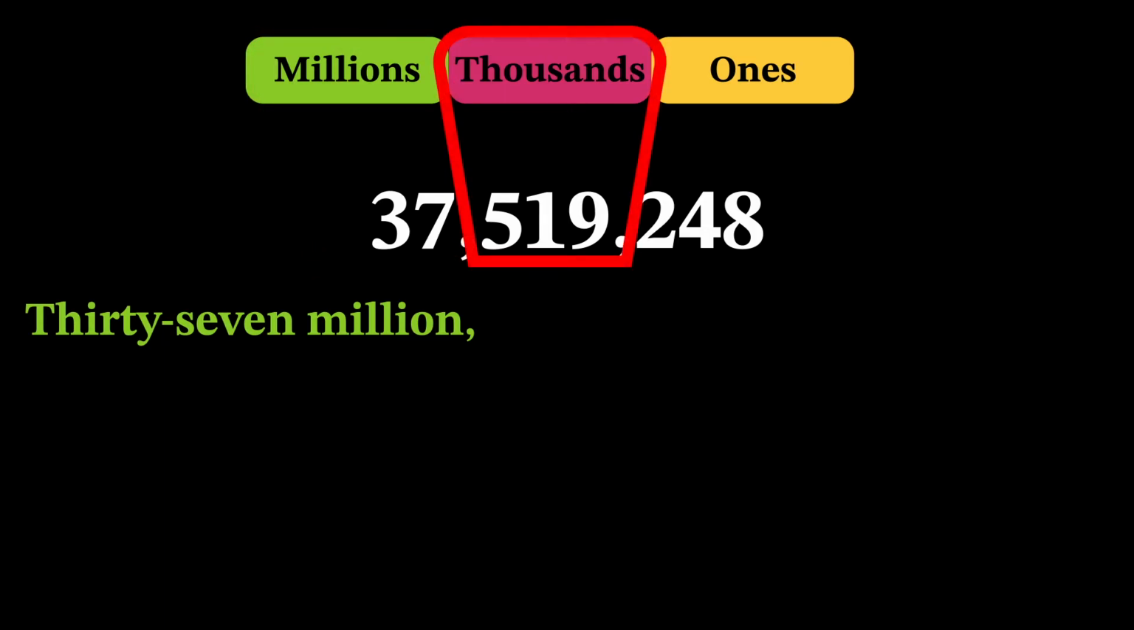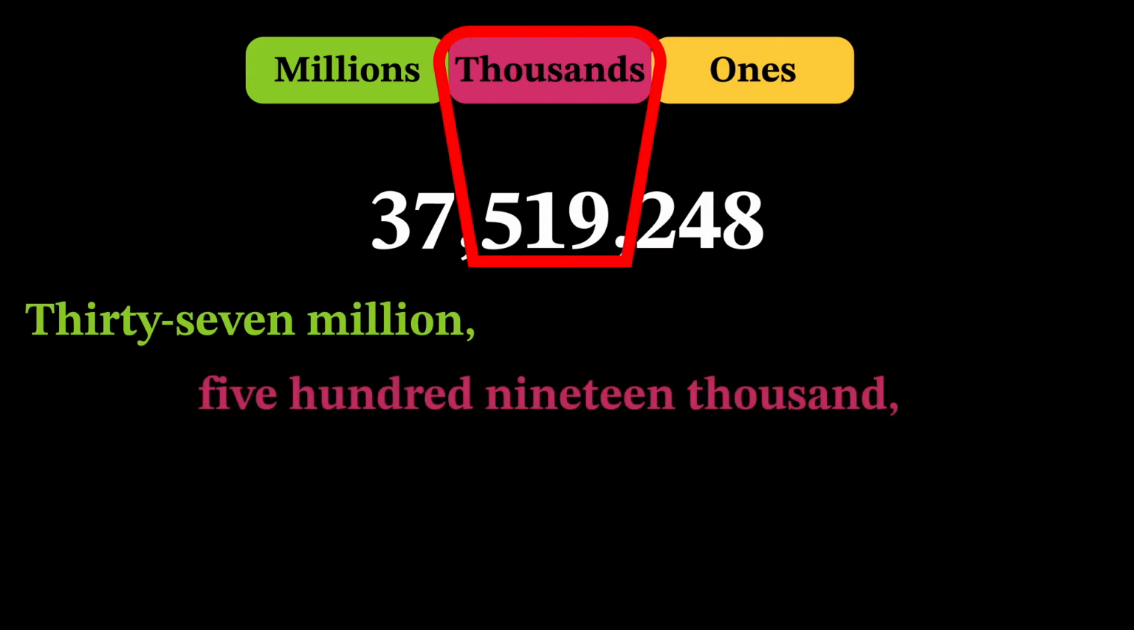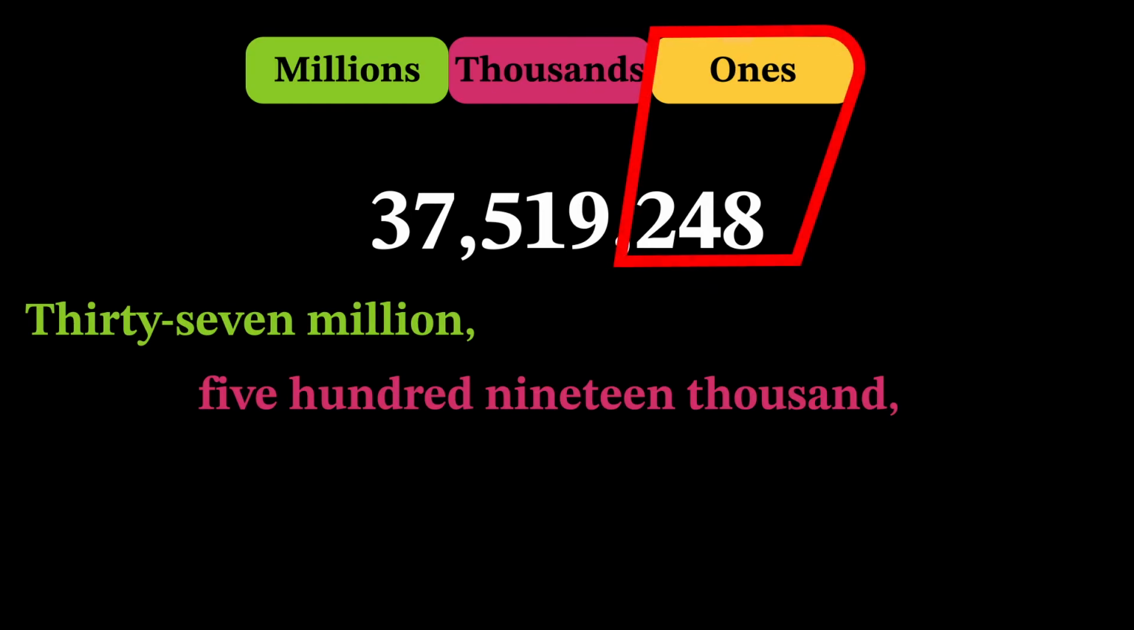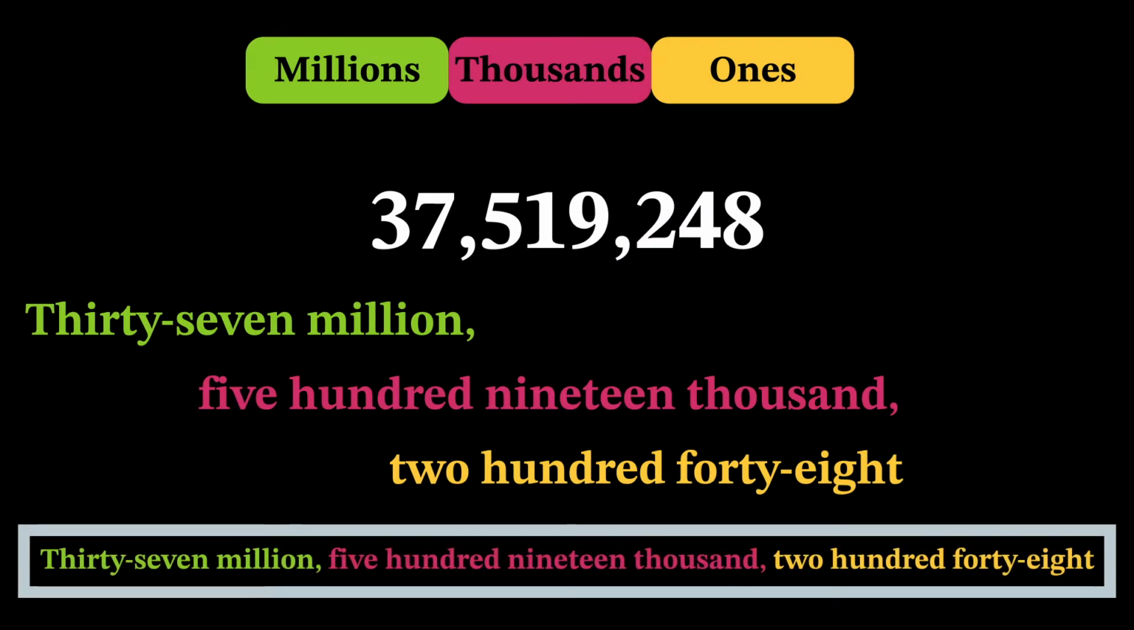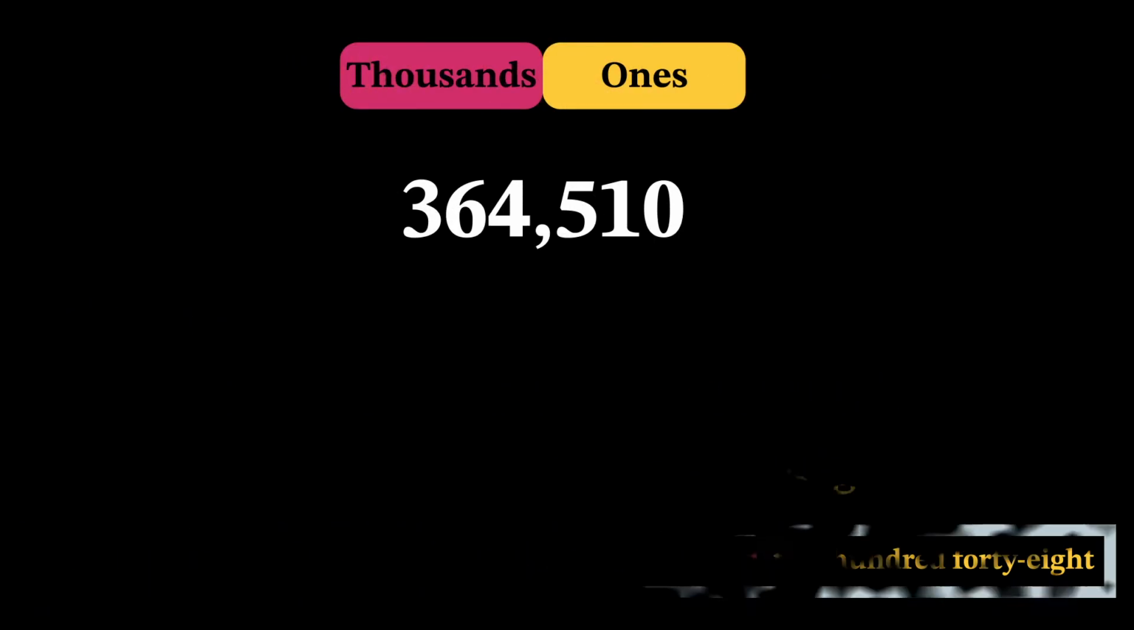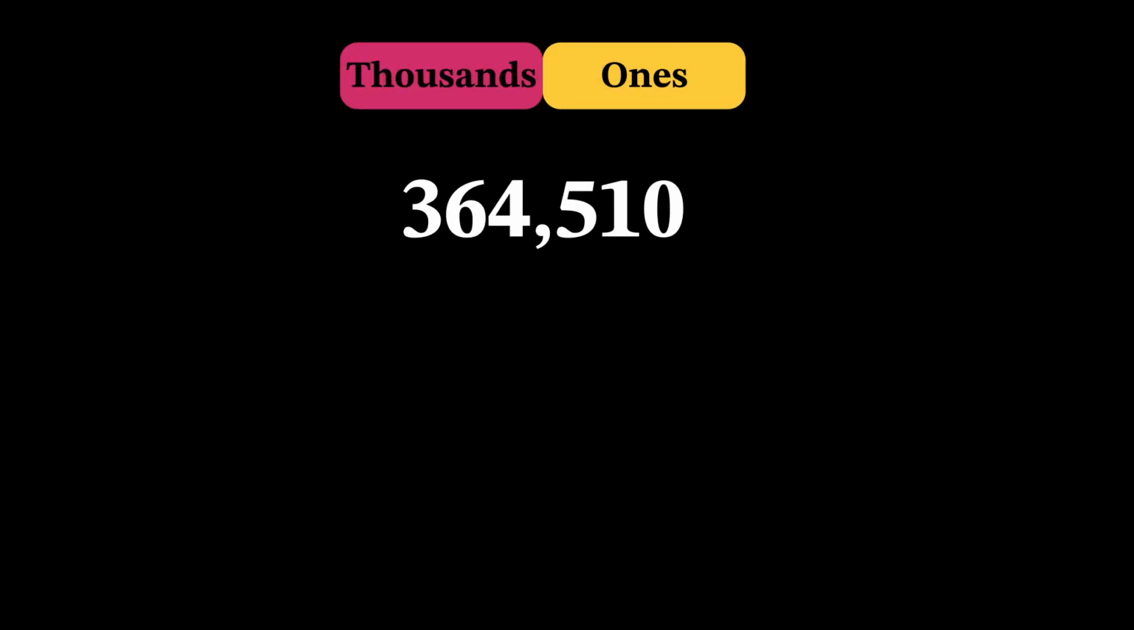Next, there is the number 519 in the thousands period. This becomes 519,000, and we'll separate it with a comma. Finally, there is 248 in the ones period. Since we don't name the ones period, this is just written as 248. Now we can put it all together. This number in words is 37 million, 519,000, 248.